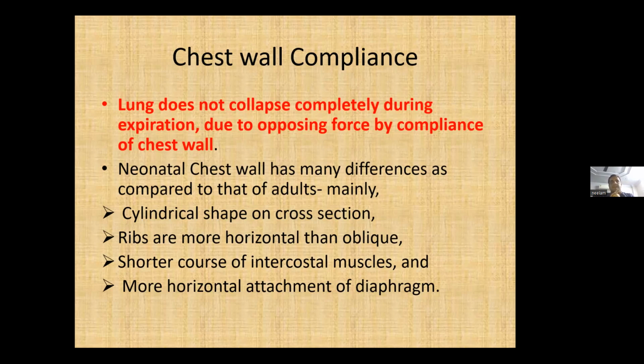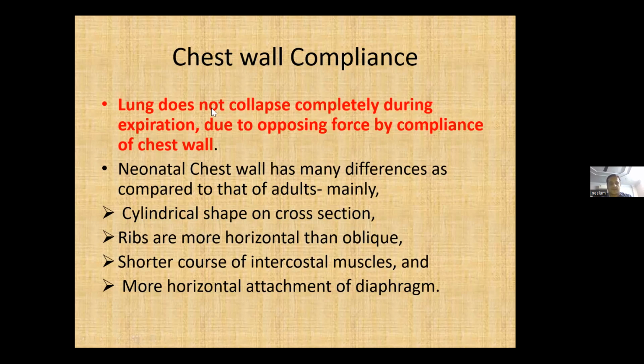Why that happens is because, to balance the lung's tendency to collapse, there is an opposite force. That opposite force is the chest wall compliance. So lungs have a tendency to collapse, whereas the chest has a tendency to expand. During inspiration the chest goes in, during expiration it comes out. So it has a tendency to expand. Because of the opposing force of the chest wall, the lung compliance is to some extent balanced and the lung does not collapse completely.